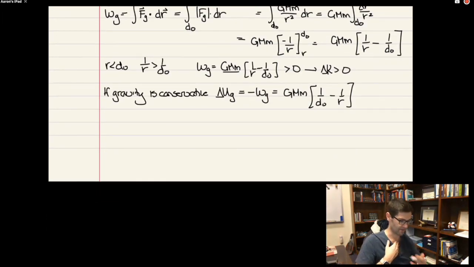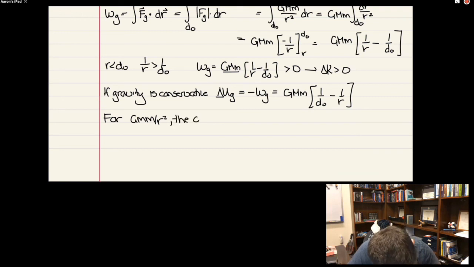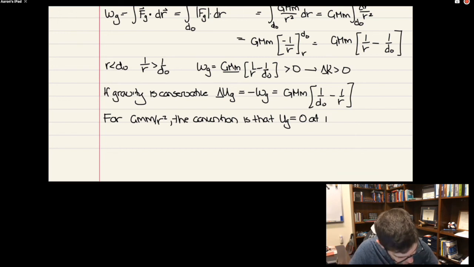We said in that case, the floor, or the ground where the height is 0, we called that where there was no gravitational potential energy. We could have called somewhere else the 0 point. And then at some points, maybe gravitational potential energy would have been negative. Right, for G m m over r squared, the convention is that we take the 0 point, U sub g, to be 0 at infinity.